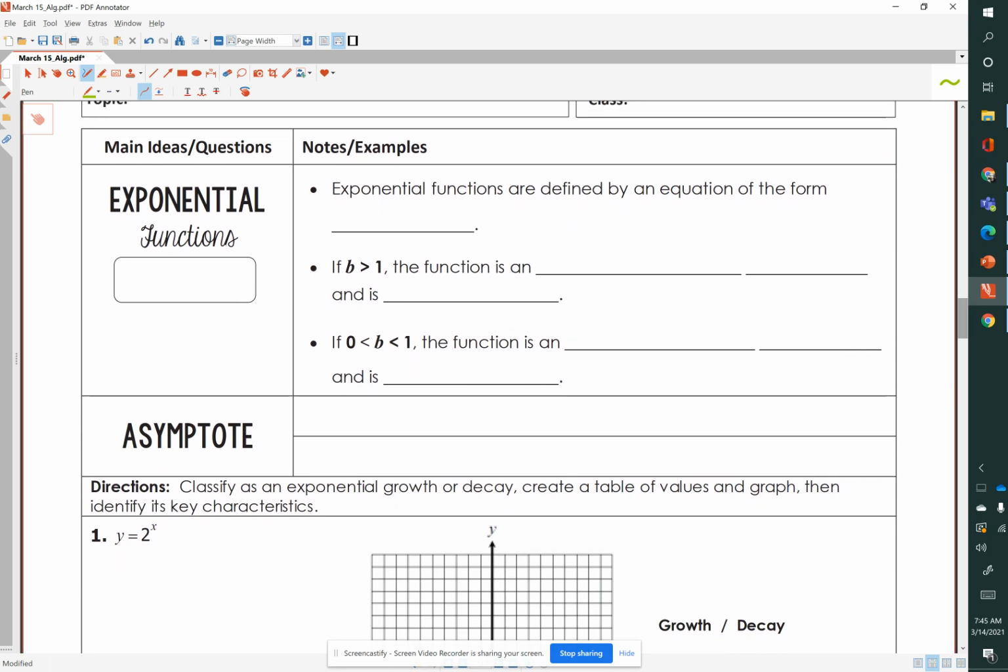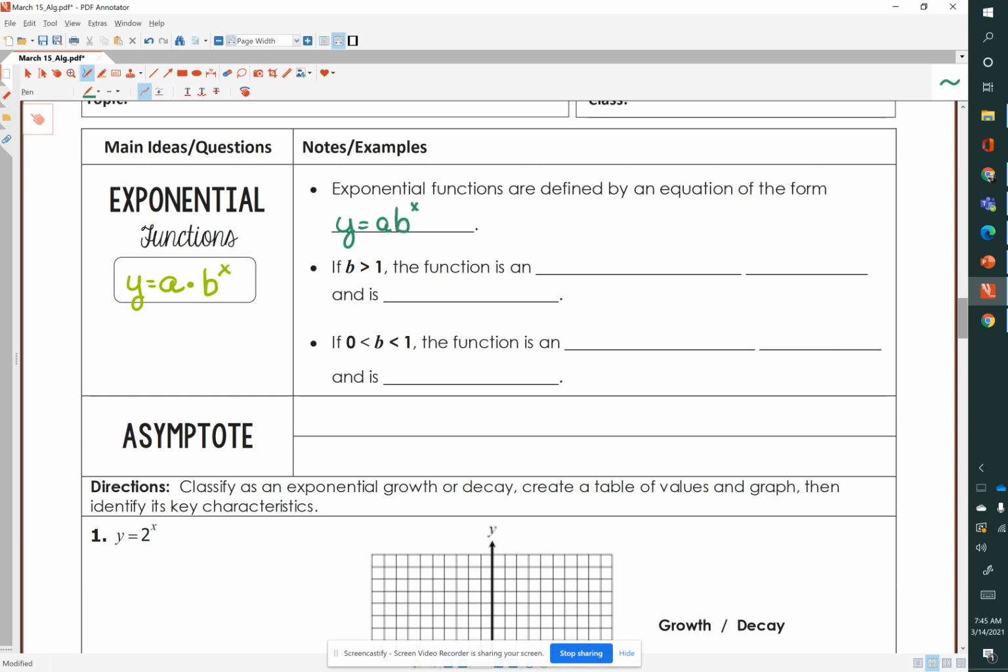Let's get started. An exponential function is one in which the independent variable is defined by an exponent. They are functions, so they are in the form of y equals, and in this case, y equals a times b raised to the x power. So exponential functions are defined by the equation in the form of y equals ab raised to the x power.